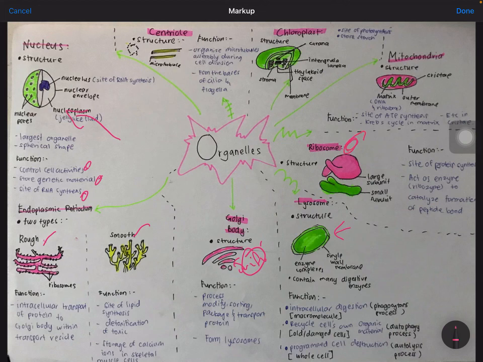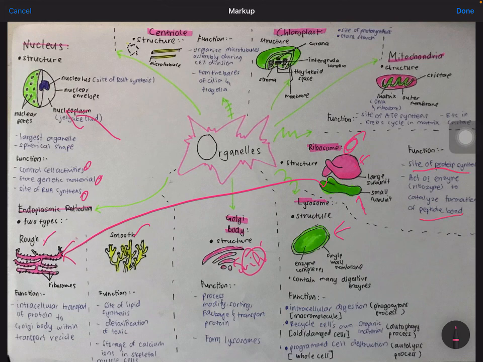All right, after that, moving on to the ribosomes. Ribosomes have two structures, the large subunit at the top and the small subunit at the bottom, which can be found abundantly in rough ER. The function of ribosomes is the site of protein synthesis.